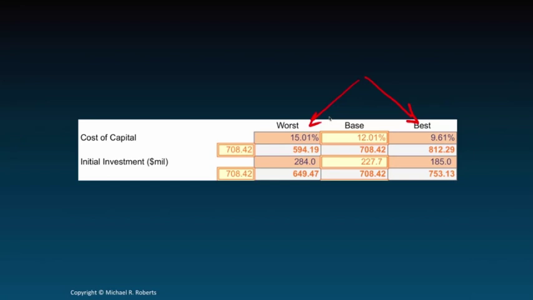Likewise, my ops people tell me that the initial investment is likely to be $227 million, but it could go as high as 284. It could go as low as 185, depending upon short-term variation in materials and labor, etc. Okay. Right. What I see underneath each parameter estimate is the corresponding NPV. So when I change the cost of capital to 15.01%, the NPV of the project is $594 million.